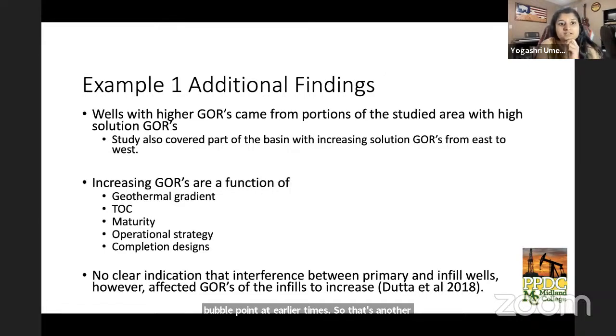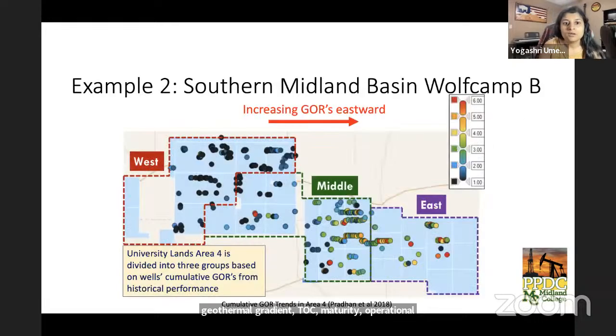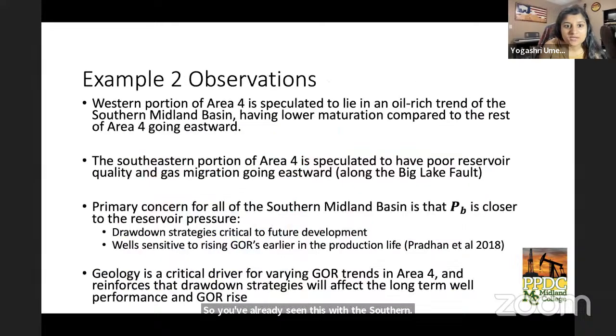So additional findings of this example are that wells with higher GORs came from portions of the studied area with high solution GORs. Increasing GORs are a function of geothermal gradient, TOC, maturity, operational strategy, and completion strategies. So you've already seen this with the Southern Midland Basin and Wolfcamp B.